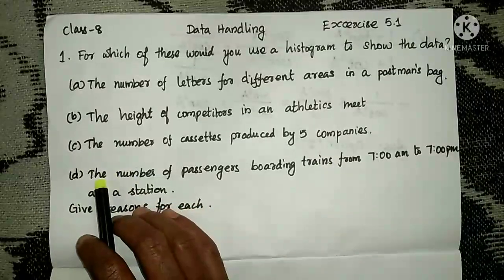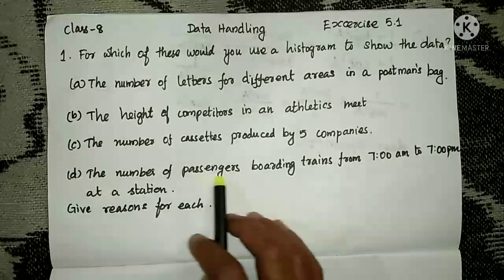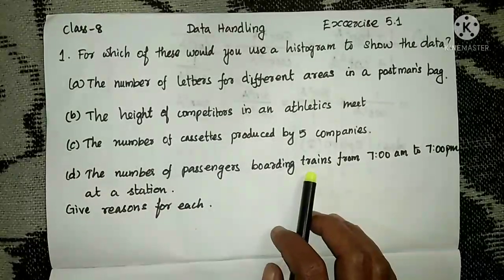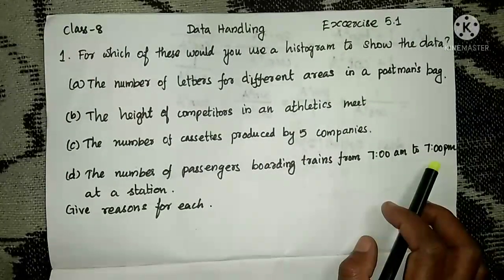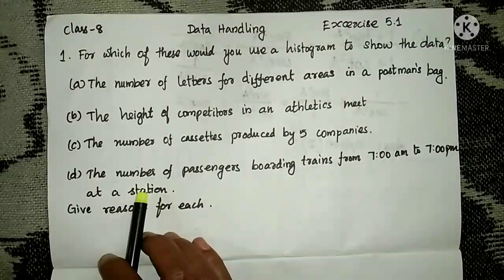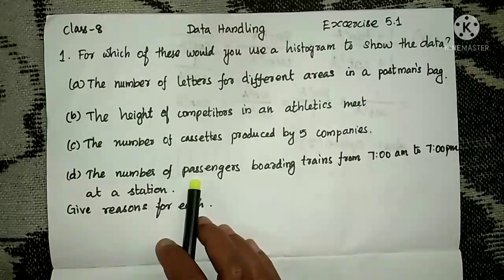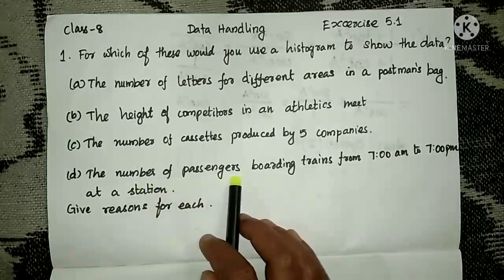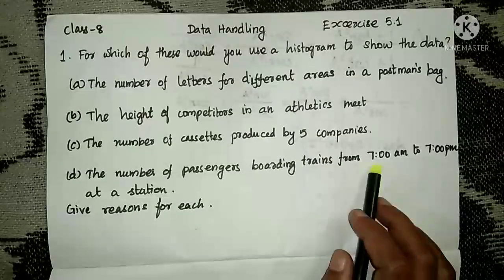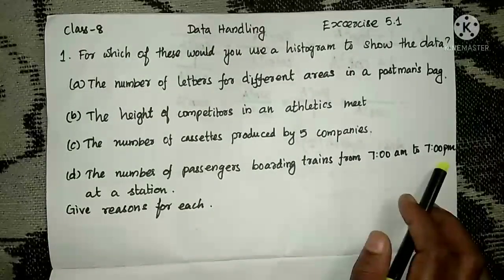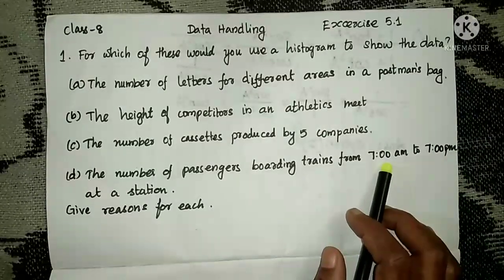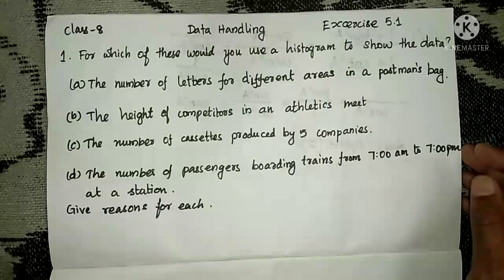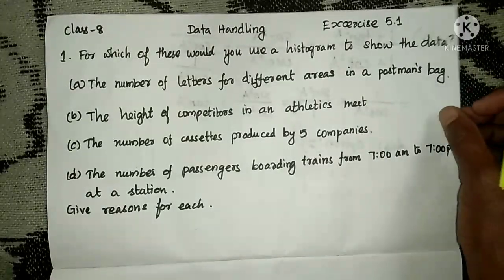Then the fourth statement, the number of passengers boarding trains from 7 a.m. to 7 p.m. at a station. So number of passengers ഇത് ന്യൂമറിക്കൽ വാല്യൂസ് ആണ്. സോ ഇത് നമുക്ക് നമ്പറിൽ റെപ്രസെൻറ്റ് ചെയ്യാൻ പറ്റും, ന്യൂമറിക്കൽ വാല്യൂ. ദ സെയിം ടൈം, ടൈം സ്ലോട്ട് 7. So from this time slot we can bring, or we are able to produce a class interval നമുക്ക് കൊണ്ടുവരാൻ പറ്റും.